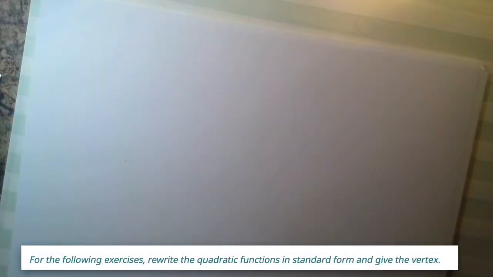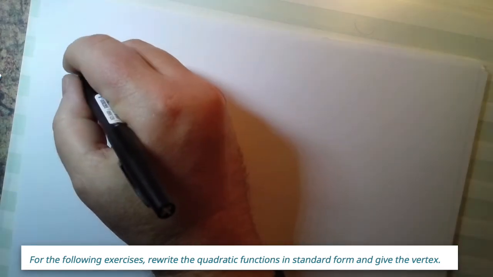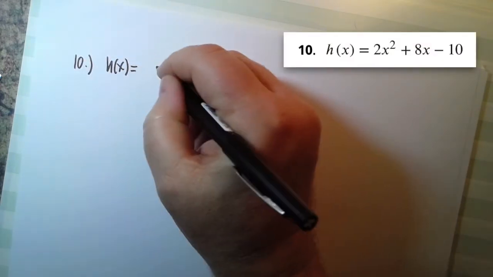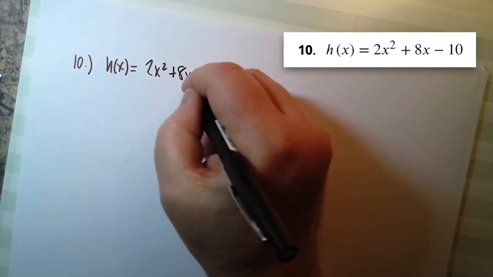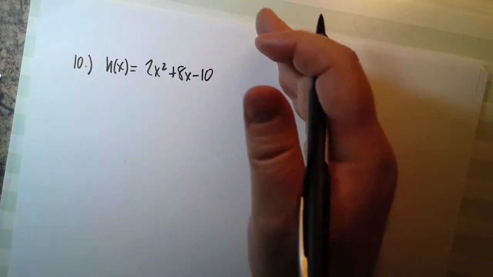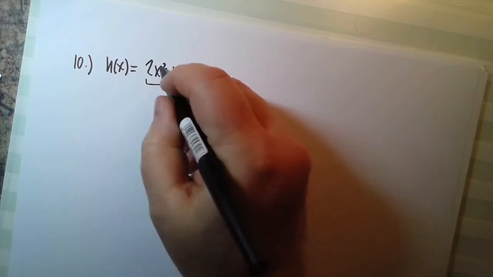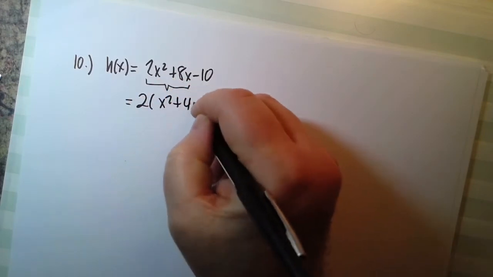For the following exercises, rewrite the quadratic function in standard form and give the vertex. So if I take number 10 here, h of x is equal to 2x squared plus 8x minus 10, what I want to do is convert this to standard form from the general form. First thing I need to do is factor out the 2, because when we complete the square, this has to be a 1. So I factor out 2 out of the first 2 terms.